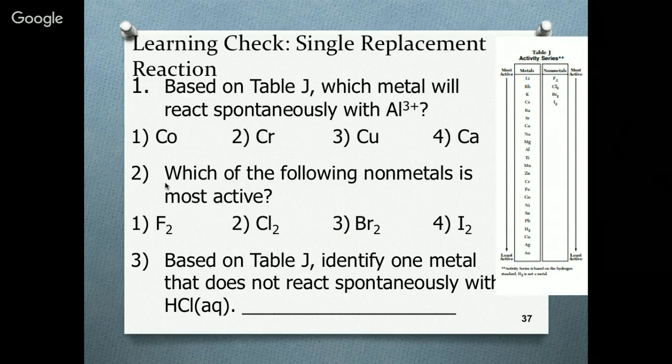For the first question, which metal will react spontaneously with Al3+? To react spontaneously, it has to be higher up, so just look for something higher up. We got calcium. The second question asks which of the following nonmetals is most active. The most active is at the top of the chart, so of these options, we're going to go with F. The third question, based on table J, asks to identify one that does not react spontaneously with HCl. HCl is an acid. I know acid isn't on the chart, but H is. So when we're talking about an acid, we find H. If it doesn't react spontaneously, it's going to be underneath, so we could have picked something like Cu, Ag, or Au.